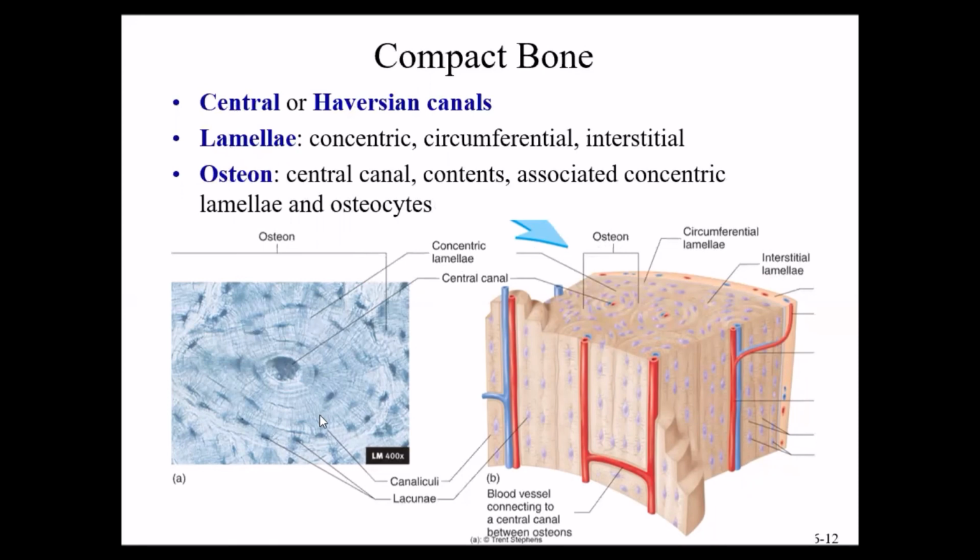Then they have bone matrix laid down in different formats called lamellae. Lamellae is a word meaning layers, and some of the bone matrix is laid down in concentric circles going around the central canal, so you see concentric layers. You see some lamellae going around the entire bone structure; that's circumferential lamellae, going around the circumference. And then you see some bone matrix in the interstitial area outside of these osteons. The osteon, again, is these little circular regions that look like tree rings. It's composed of the central canal, the different bone cells that are part of it, the concentric lamellae, and the osteocytes as well.